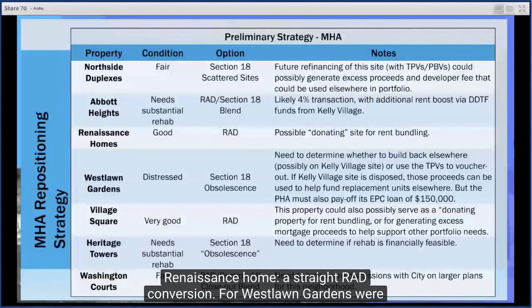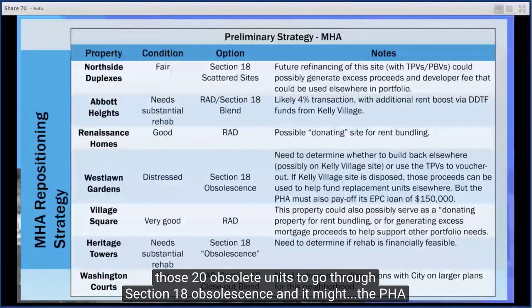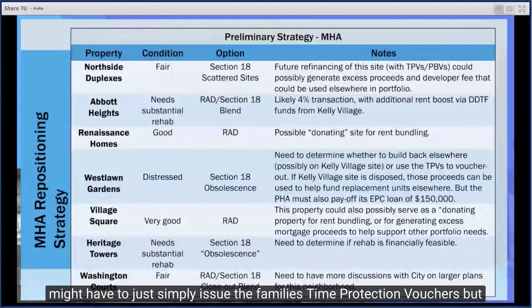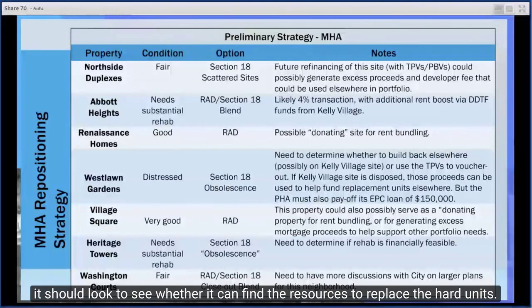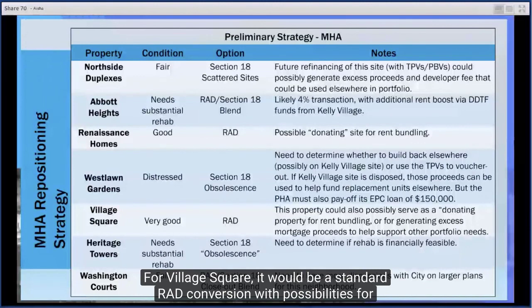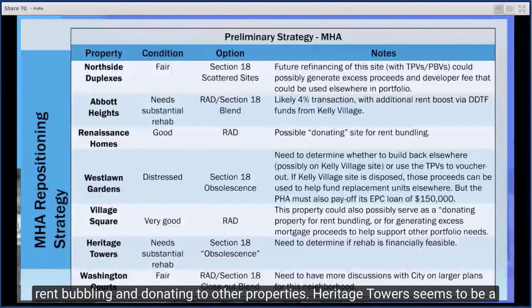For the Nix Finance Renaissance Home, a straight RAD conversion. For West Lawn Gardens, with those 20 obsolete units to go through Section 18 obsolescence, the PHA may have to just simply issue the family's tenant protection vouchers, but it should look to see whether it can find resources to replace the hard units. For Village Square would be a standard RAD conversion with possibilities for rent bundling and donating to other properties.